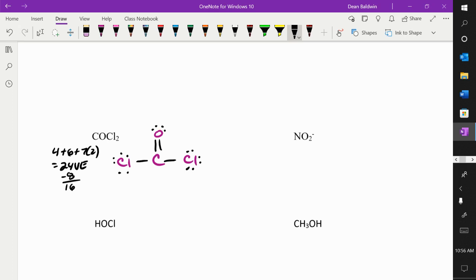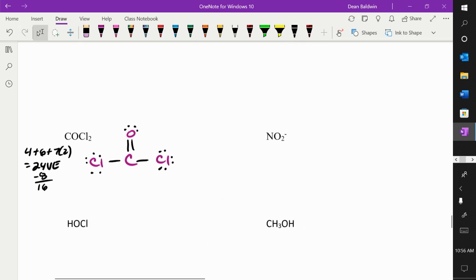NO2 minus. How many valence electrons does nitrogen have? 5. How many does oxygen have? 6, but there are 2 of them. And if it's a negative charge, you have to add an extra electron. So that's going to be 6, that's going to be 18. What's the central atom here? Nitrogen, because it wants 3 bonds, and oxygen only wants 2. So N, O, O.